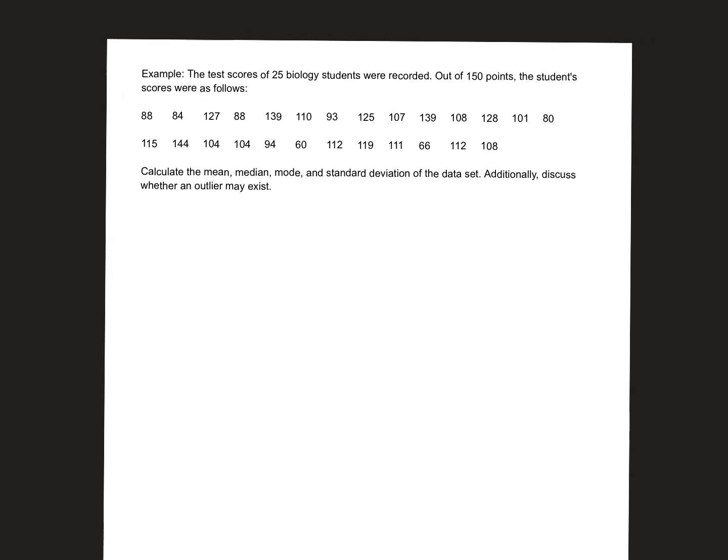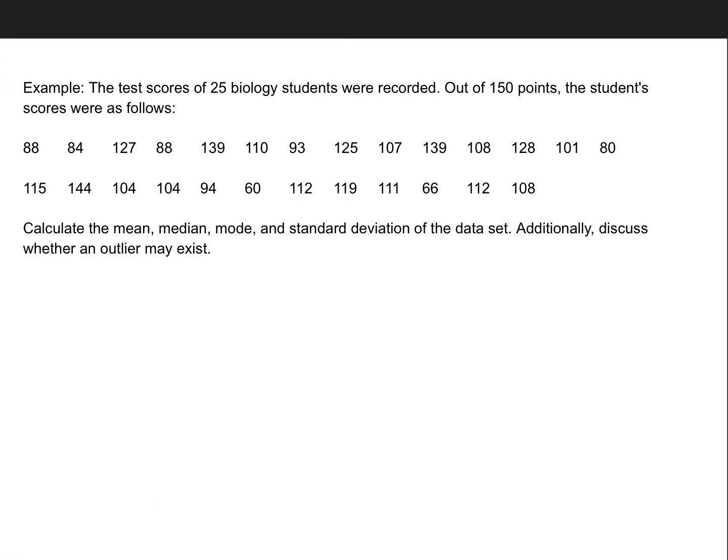So let's go ahead and look at an example. We have test scores of 26 biology students. The tests were out of 150 points and they're listed below. We're going to calculate our mean, median, mode, and standard deviation, and then we'll discuss whether an outlier may exist.